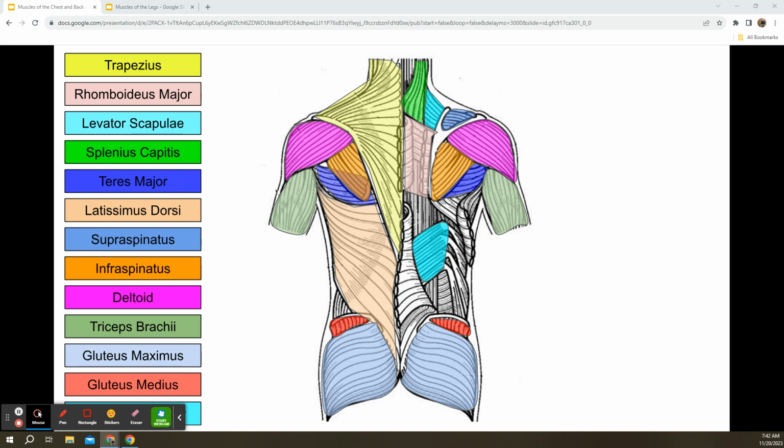Now our gluteus maximus. So next we have gluteus maximus and our gluteus medius. Both of which help deal with thigh extension and overall movement, whether that's external rotation, abduction, or adduction, or even just moving it medially.